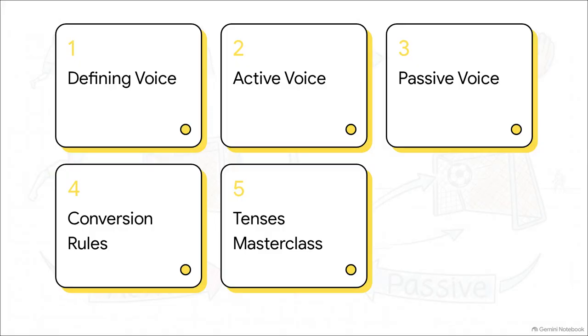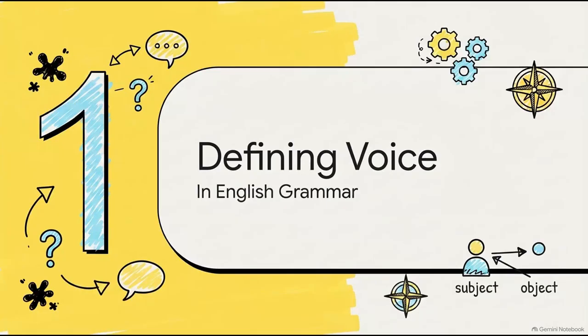We'll hit 5 quick stops. 1. Defining voice in grammar. 2. Active voice, the doer. 3. Passive voice, the receiver. 4. The golden conversion rules. And finally, 5. A tenses and formulas masterclass. Okay, let's dive right into section 1, defining voice in grammar.